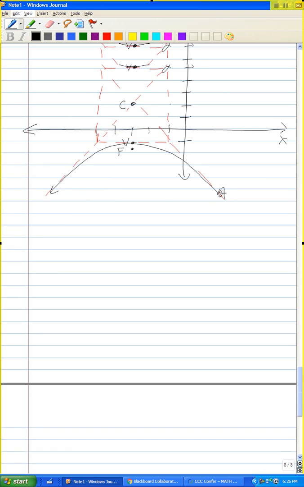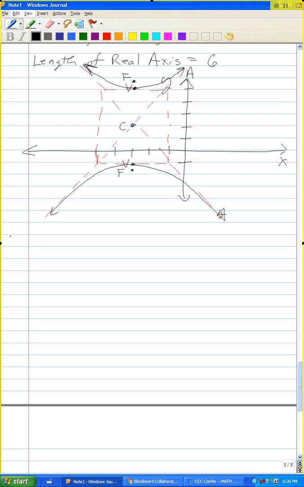In exercises 19 through 27, use completing the square method to convert the equation to standard form. Use the extended diagonals of the fundamental rectangle to sketch the graph. 9x squared minus 4y squared minus 18x plus 16y is equal to 43. Okay, so let me do that.